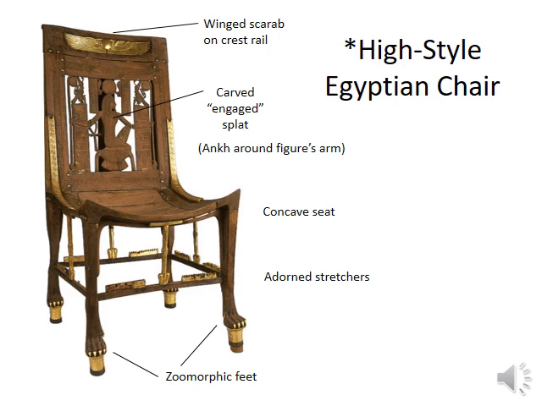Another beautiful example, high-style Egyptian chair. I would like you to study this. This may come up on your quiz. Once again, identifying the key components to Egyptian furniture. Again, on the crest rail, we have this gorgeous gilded gold winged scarab beetle. Moving down, looking at the backsplat, we have this gorgeous carved pharaoh.